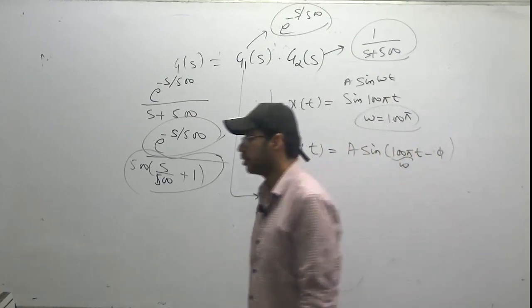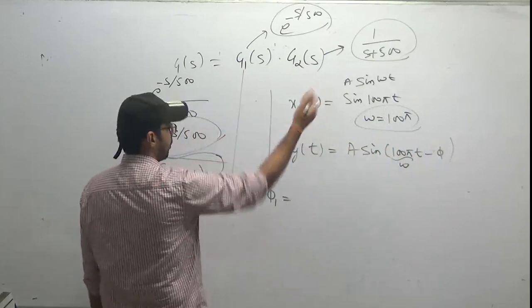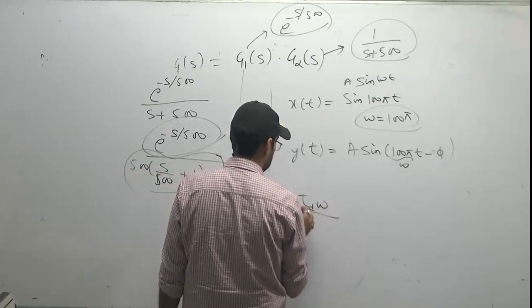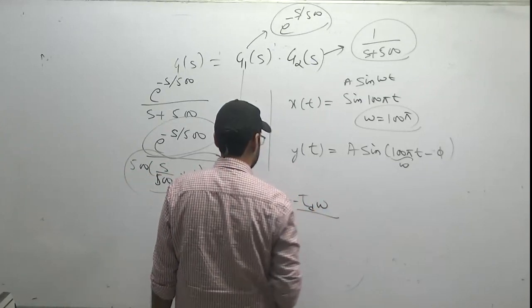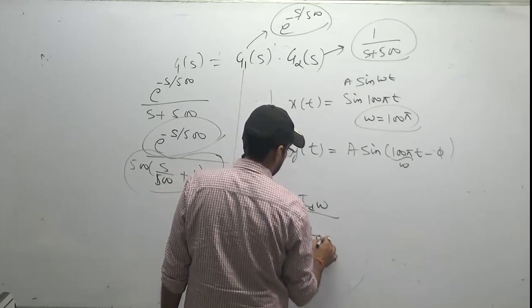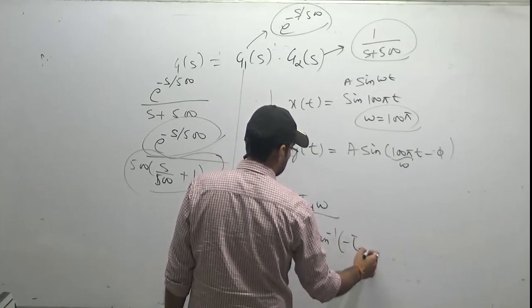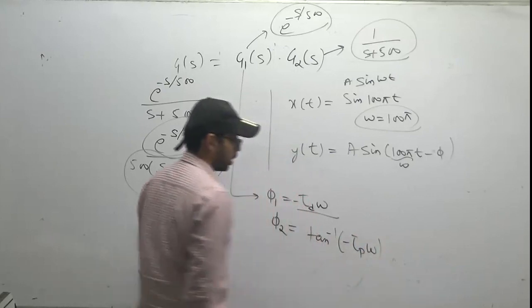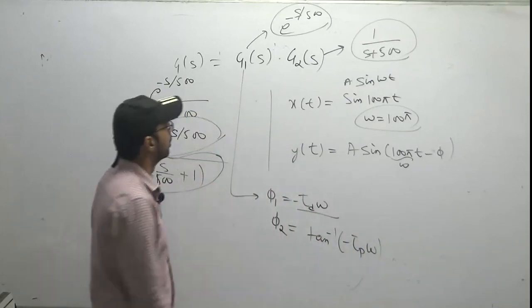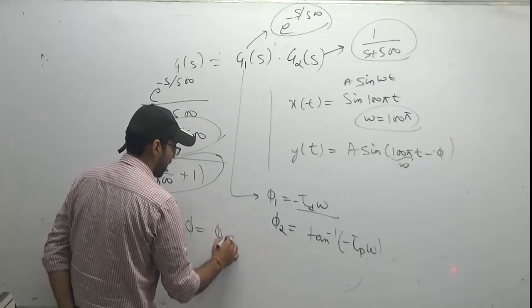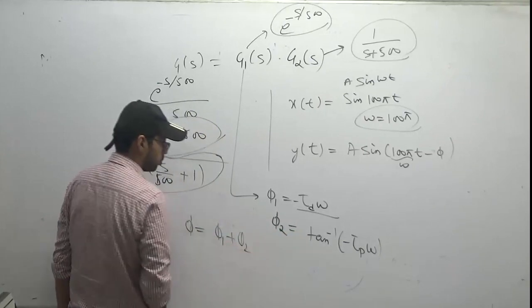Minus tau d omega. Minus tau d omega. What is phi 2 for the second transfer function? Tan inverse minus tau p omega. Yes or no? Or we can say overall phi is equals to what? Phi 1 plus phi 2.